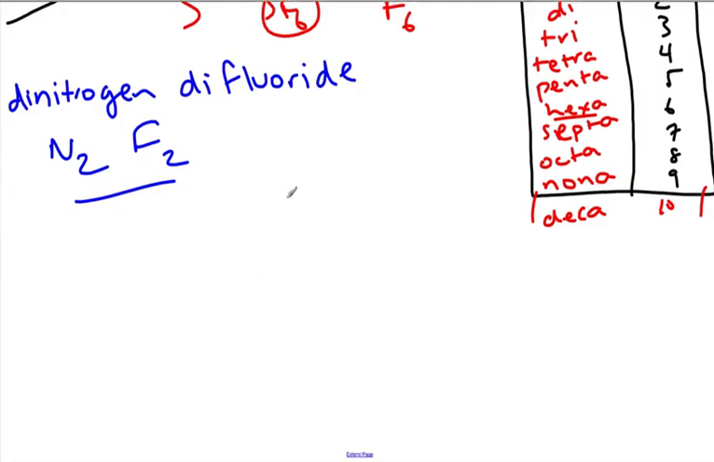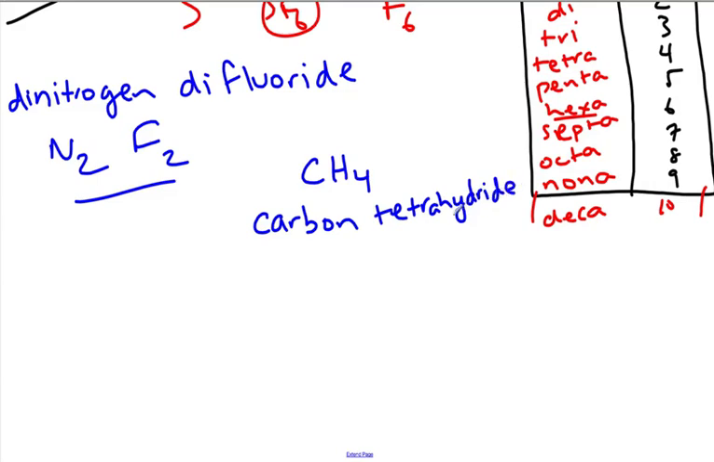Let's do one more. This is technically called carbon tetrahydride. Well, it has another name for it, but that's the technical name as far as naming these compounds is concerned. Let's go for another one. Let's do dinitrogen oxide, and this should be ringing a bell.